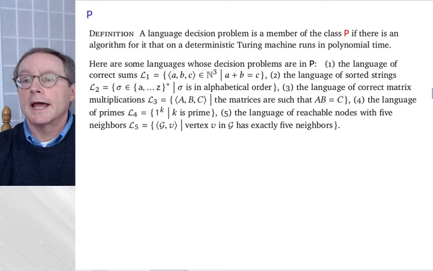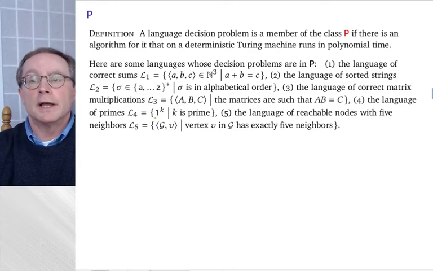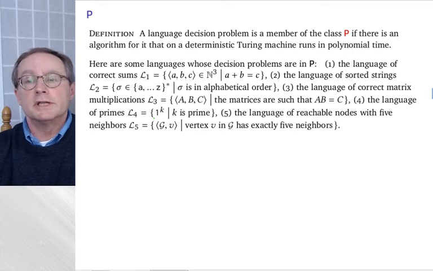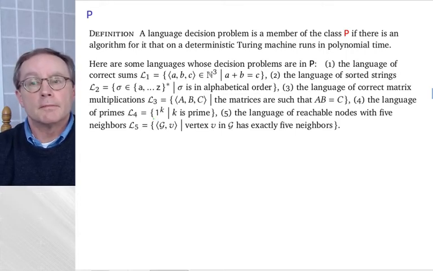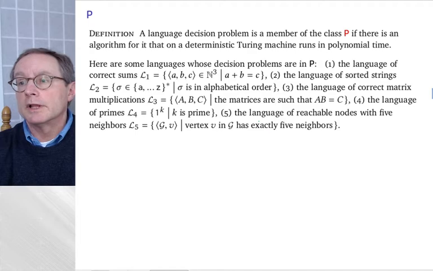Okay, what about the language of primes? You're just going to give me a sequence of ones. Say, 217 ones. Is 217 prime? So again, I think you can check for primality in polynomial time. And then the language of reachable nodes with 5 neighbors. We're going to look at a graph G, and ask, does it have exactly 5 neighbors?